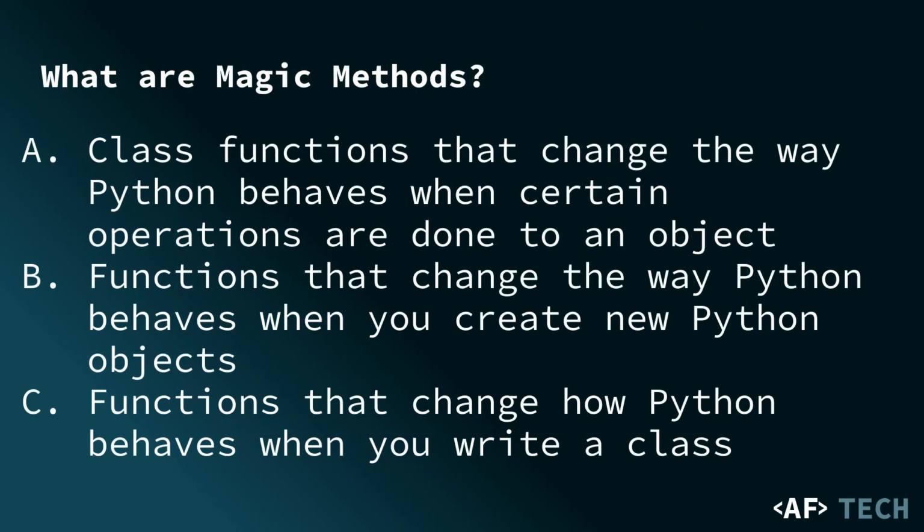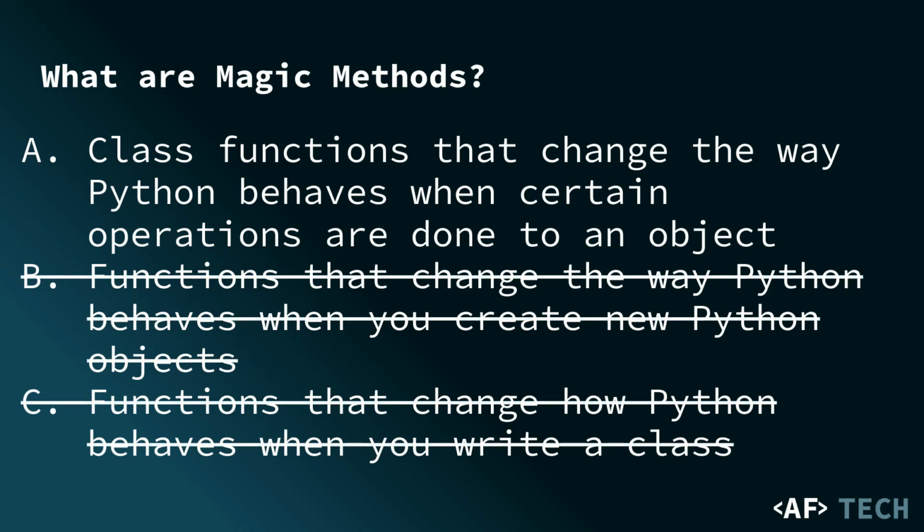What are magic methods? A. Class functions that can change the way Python behaves when certain operations are done to an object. B. Functions that change the way Python behaves when you create a new Python object. Or C. Functions that change how Python behaves when you write a class. It is A. Class functions that change the way Python behaves when certain operations are done to an object, like when you try to add objects together, or subtract them, or compare them with comparison operators, and that type of thing.